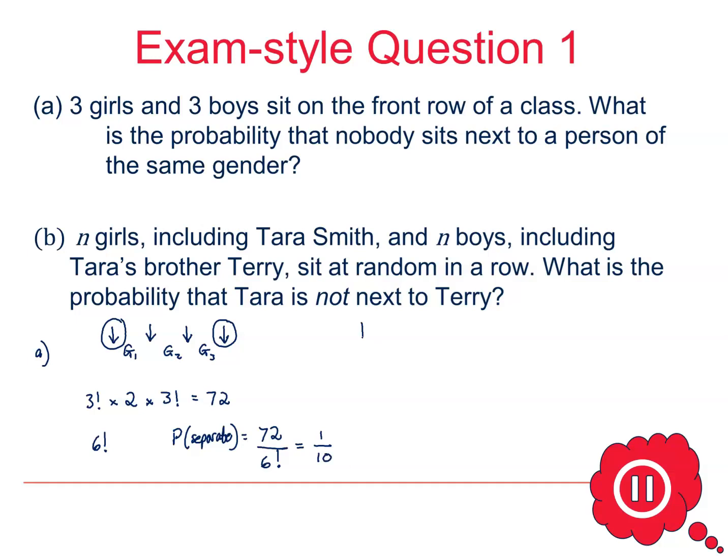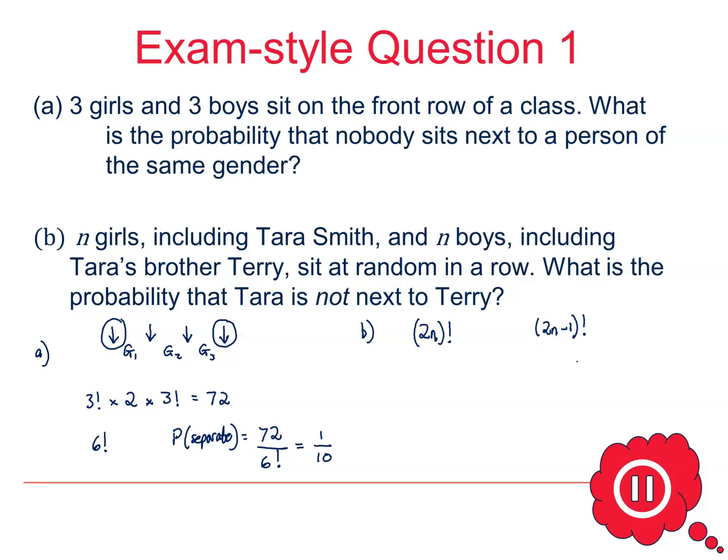For part B, it's probably easier to work out the probability that Terry and Tara are together and then subtract from 1. We're not told that the girls and boys have to alternate, so as I have got 2n students, that's 2n factorial ways of arranging them. If we need Tara and Terry together, there are now 2n minus 1 distinct items, so that's 2n minus 1 factorial ways of arranging them.